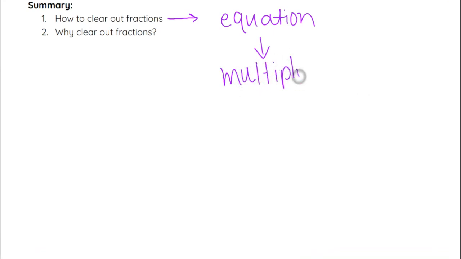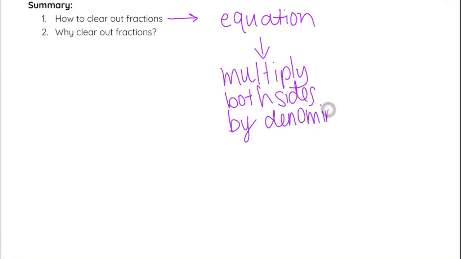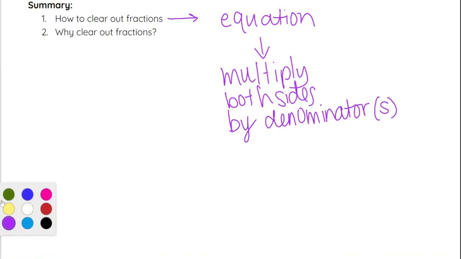So as a quick reminder, to clear out fractions when we're working with an equation, we multiply both sides of the equation by that denominator. And if there's more than one denominator, then we'll pick one of them to do first, simplify that on both sides, and then use the second denominator to multiply both sides again by that second denominator. Simplify that. If there was a third, you keep going, and so on and so on. So that is how we clear out fractions in an equation.